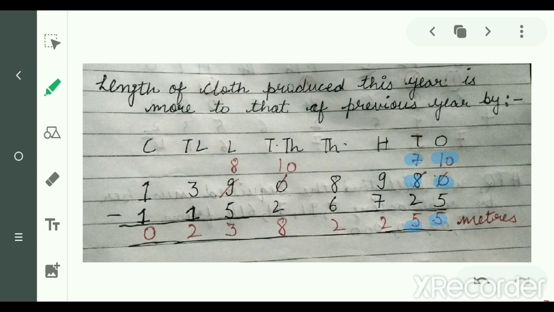At 100 place we have 9 minus 7, this will be 2. At 1000 place we have 8 minus 6, this will be 2. At 10,000 place we have 0 minus 2. This operation is also not possible because 0 is less than 2. So this 0 will become 10 here and this 9 at lakh place will become 8 here. So 10 minus 2, this will be 8 and 8 minus 5, this will be 3 at lakh place. At 10 lakh place we have 3 minus 1. So this will be 2.